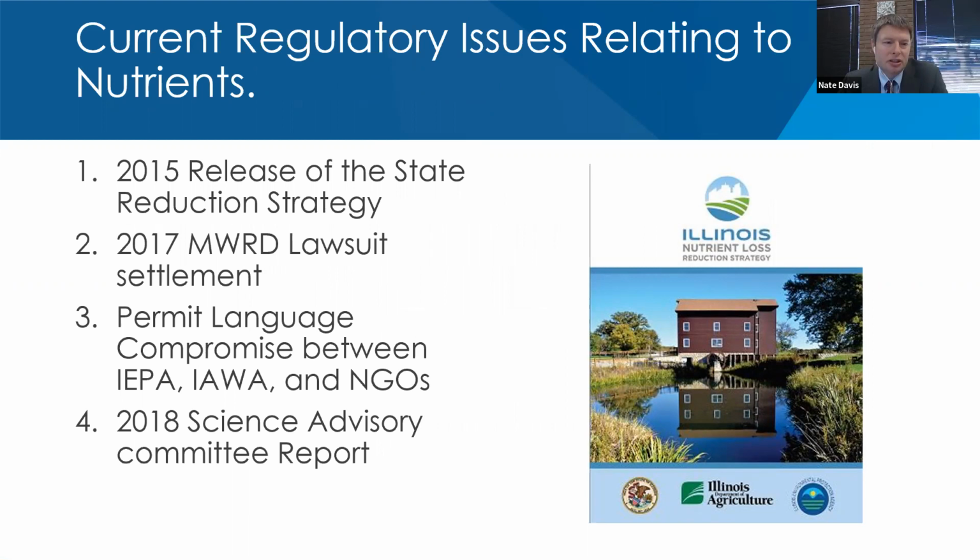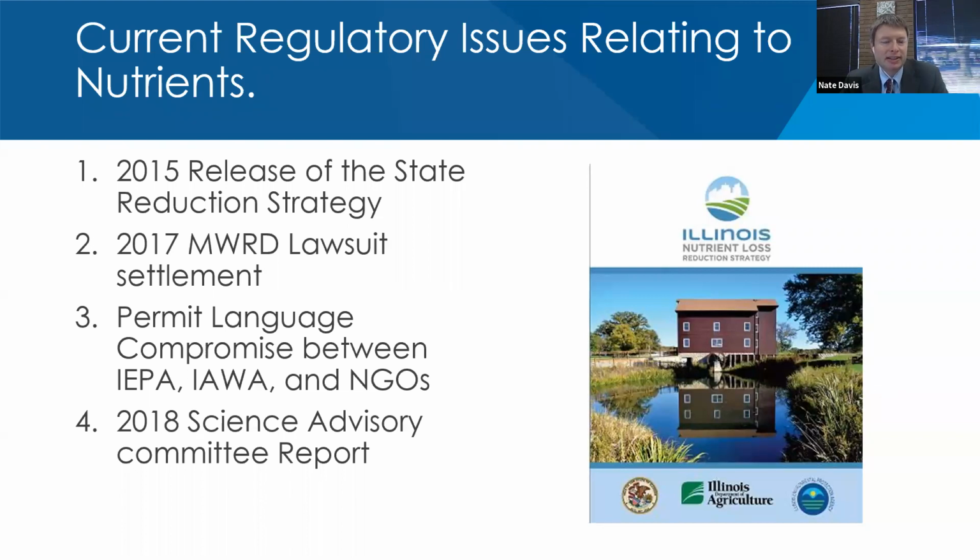So things started to kind of change rapidly around 2015. The state of Illinois released their state nutrient loss reduction strategy, and this was something that US EPA required them to do. Some outcomes of that was, they formed a science advisory committee. You can see bullet number 4 here. And this committee was charged with looking at the available data in Illinois and trying to come up with recommendations for nutrient-based water quality standards for all our streams in the state.